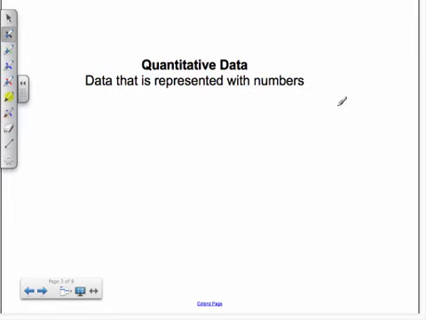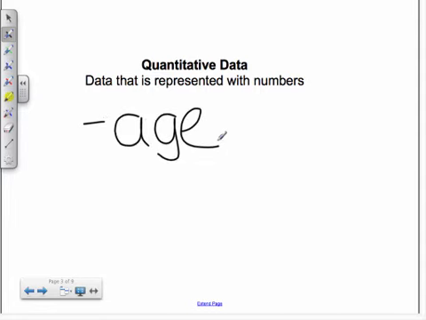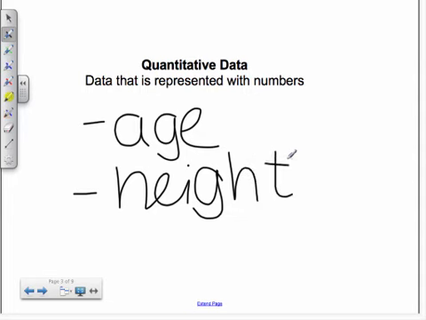Now, quantitative data is data that is represented with numbers. So something that when you ask somebody a question, they're going to give you a number as an answer. So an example would be like your age or your height. Okay? And when we talk about quantitative data, we will be using scatter plots, just so that you know.